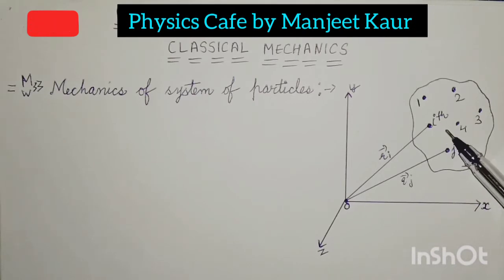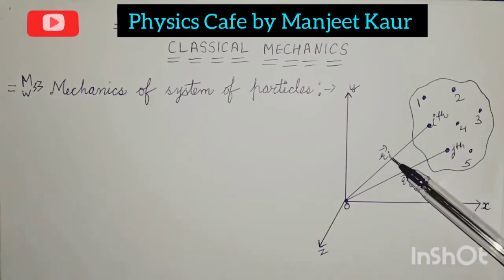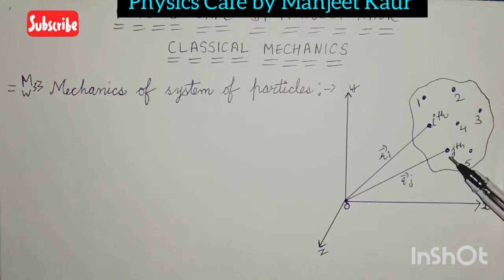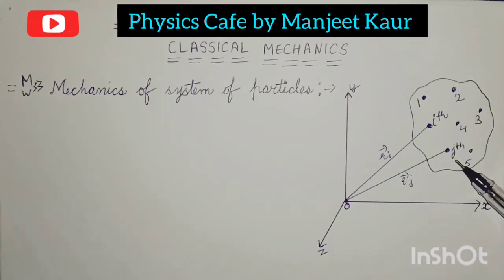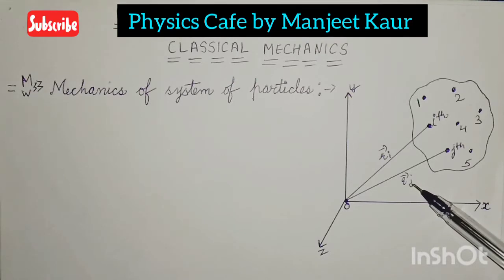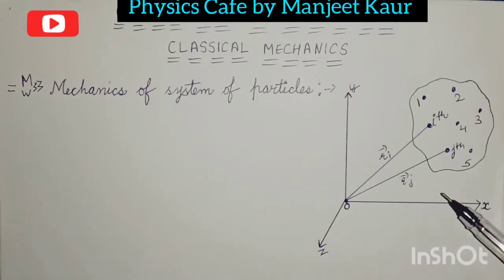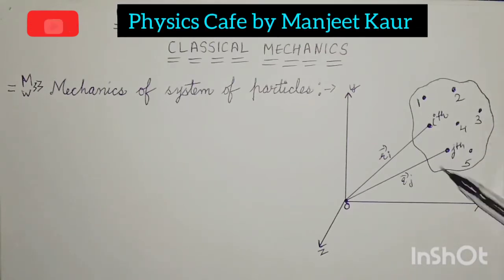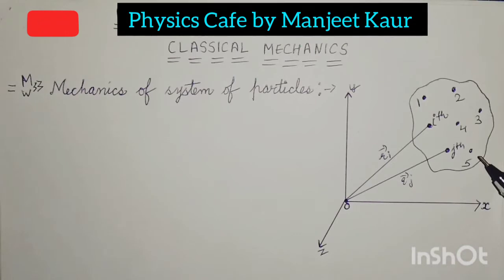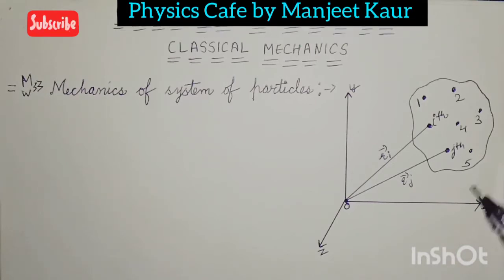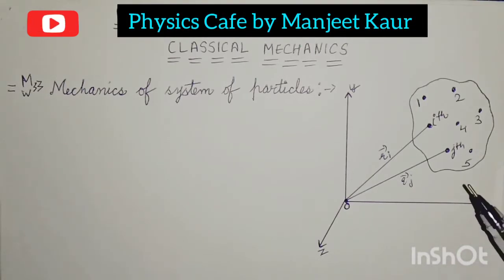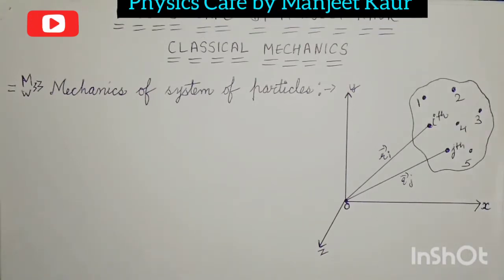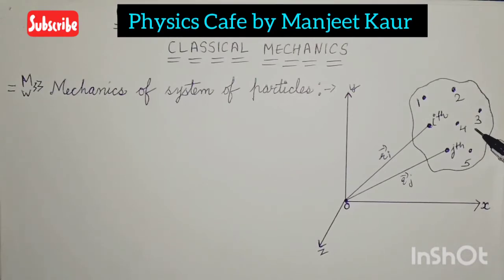Here we have the ith particle whose position vector is ri vector, and for the jth particle, its position vector is rj vector. In this space, a number of forces act on the particles, and they are of two types: first is internal force and second is external force. So let's start.